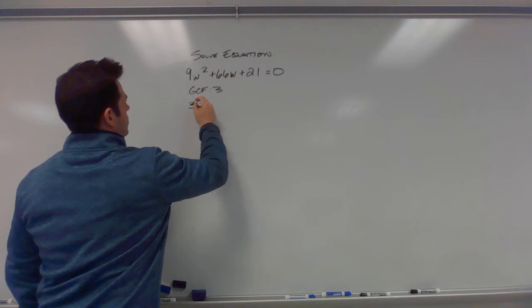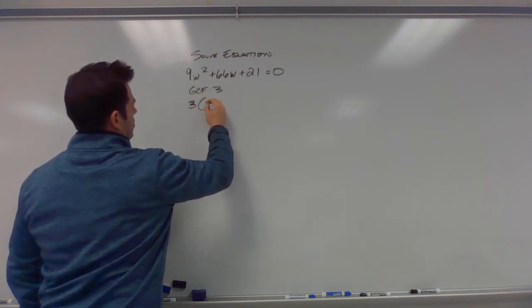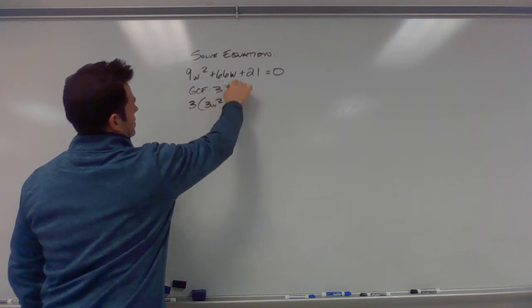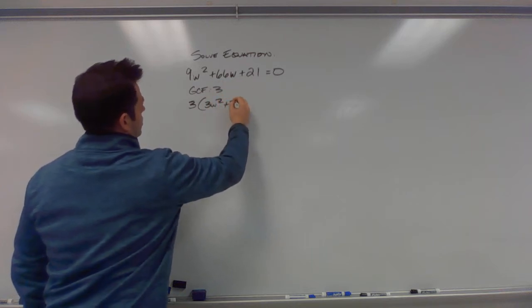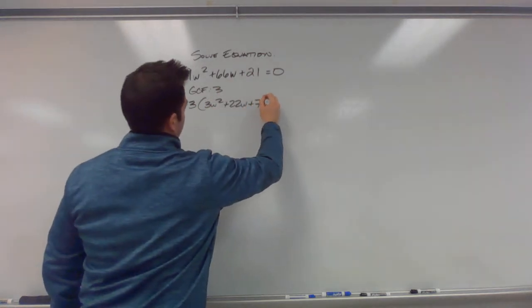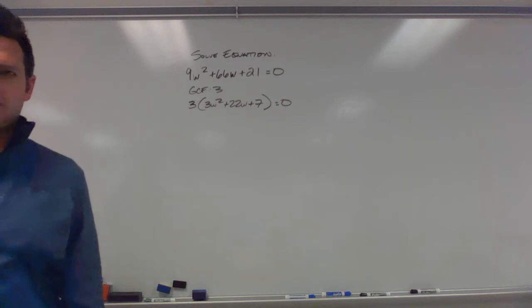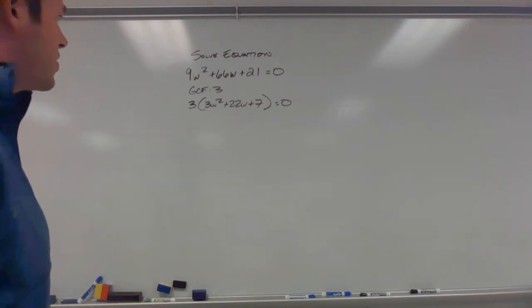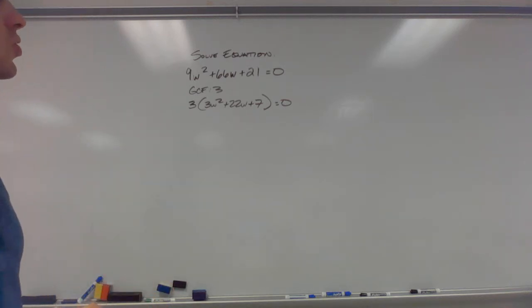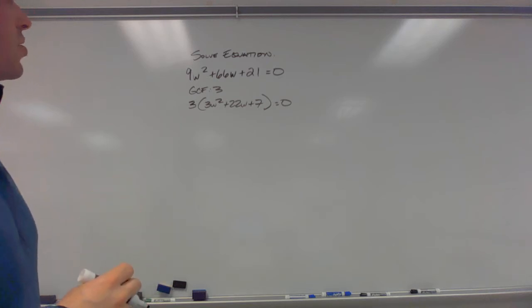So there goes the 3. 9w squared divided by 3 would be 3w squared. I got 66w divided by 3, that's going to be 22w. And then 21 divided by 3 would be 7. GCF factored out, fantastic for us. 3w squared plus 22w plus 7. Inside the parentheses, quadratic trinomial.